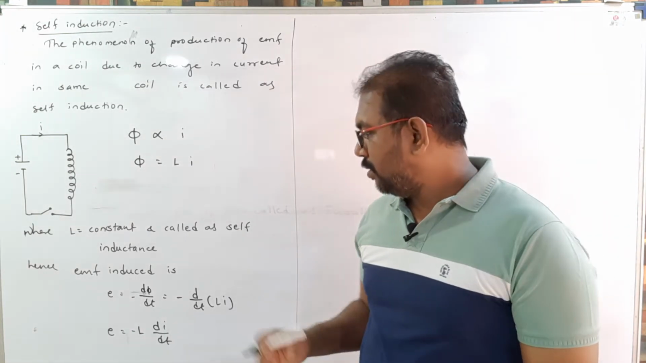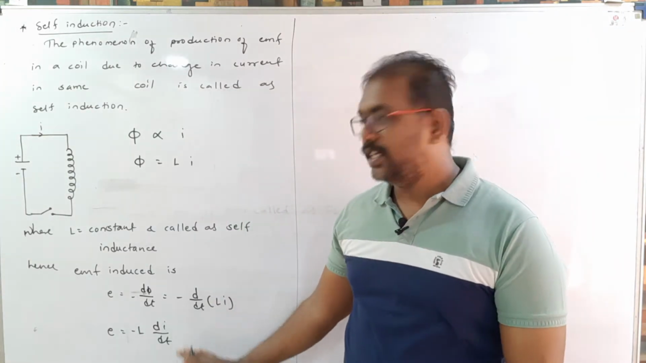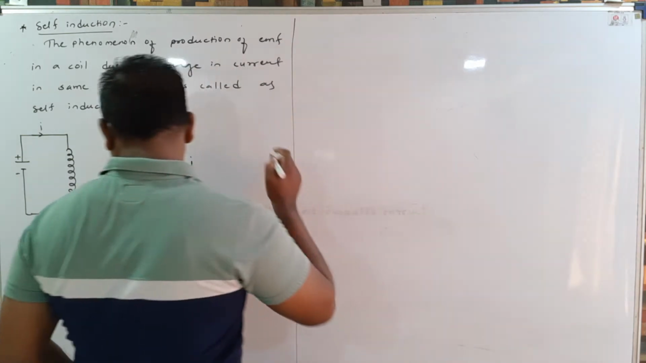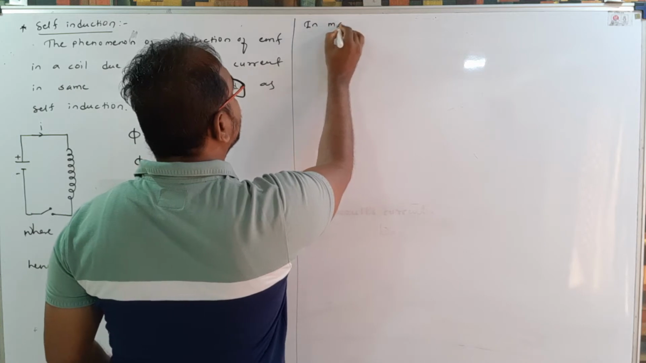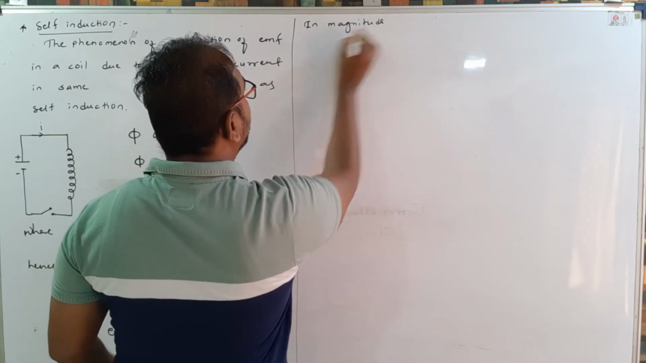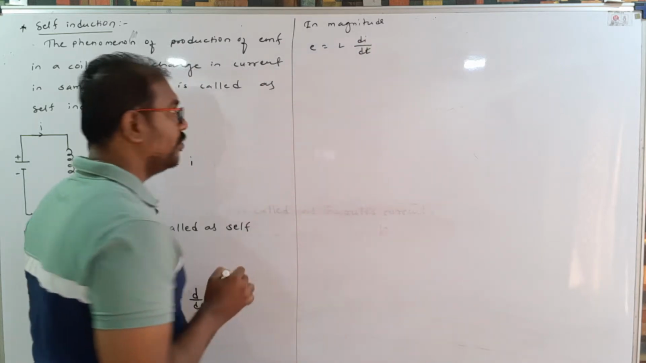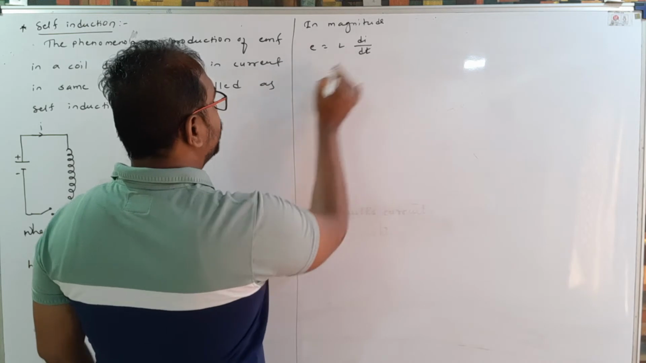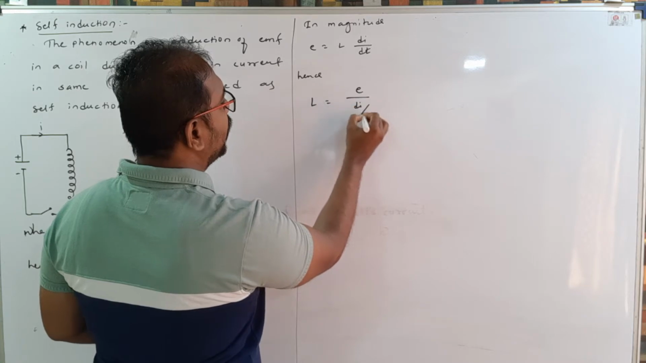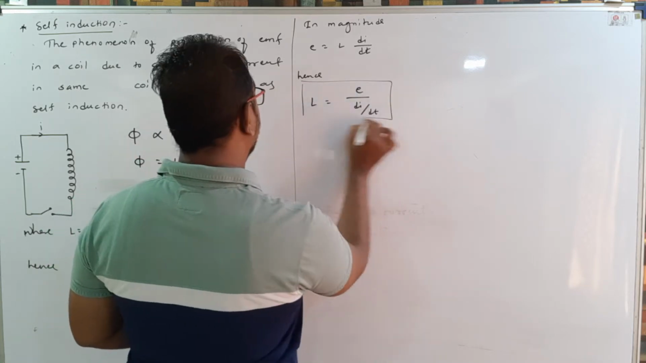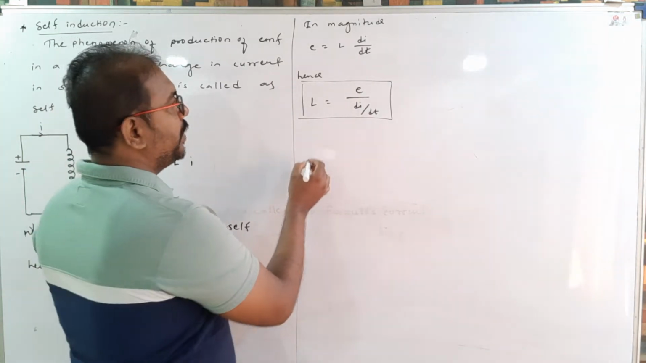So in other words, this EMF opposes this change in current. So in magnitude we can write E is equal to L di by dt. So we get this formula. Hence I can write a formula of L is equal to E upon di by dt. So this is a formula of self-inductance. So self-inductance is L. So we can write SI unit also.